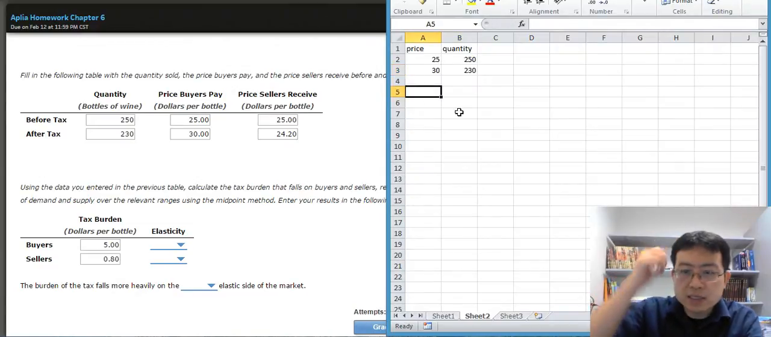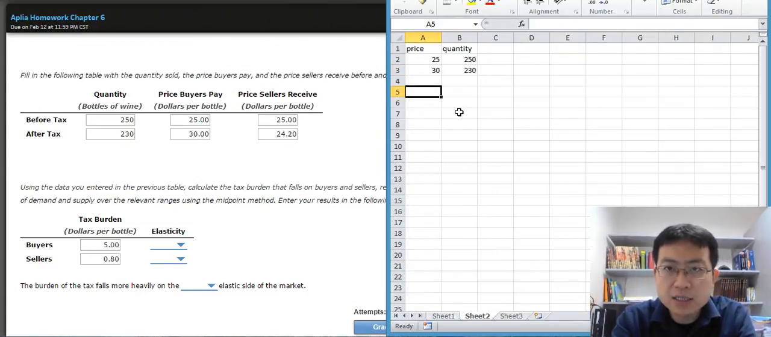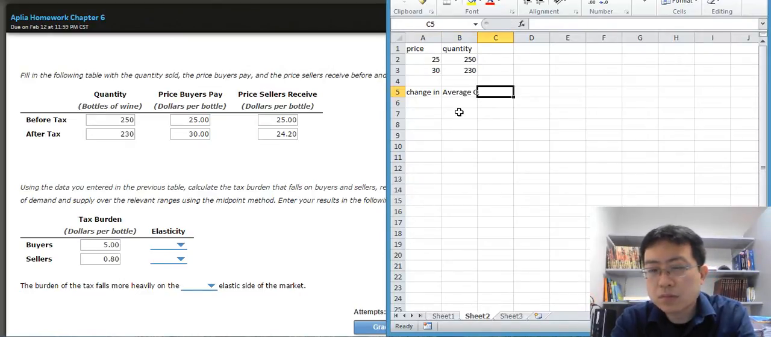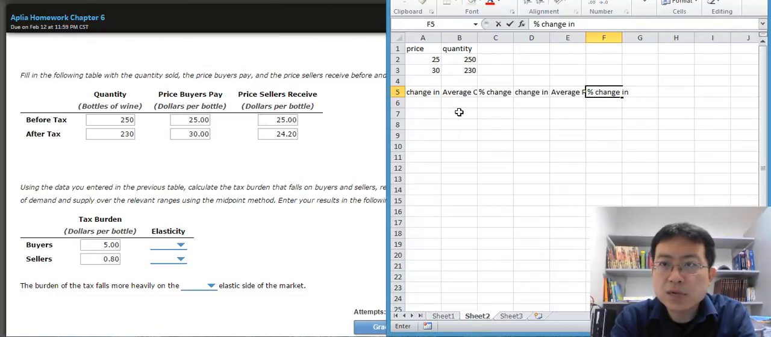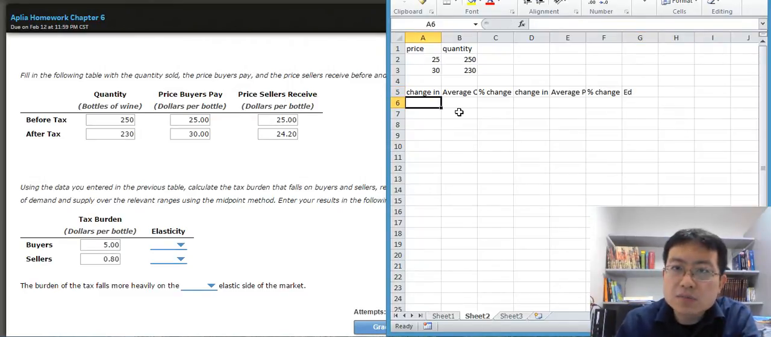So to look for the price elasticity, let's do the change in Q, the change in quantity, and then average quantity, and then percentage change in Q. The next one is change in price, and then average price, and then percentage change in price. The last one is the elasticity of demand. Okay, now let's move a little wider so you can see which one is which.